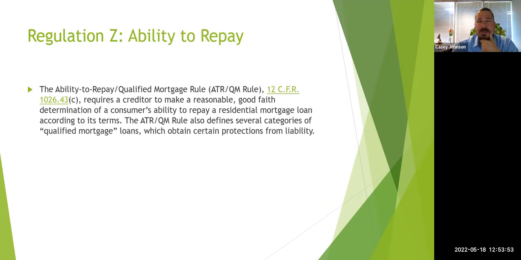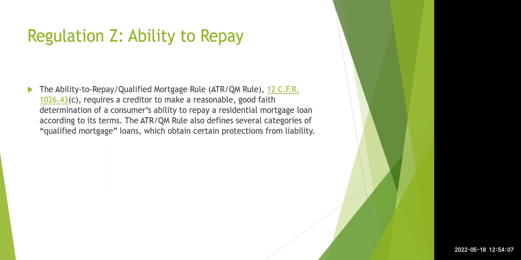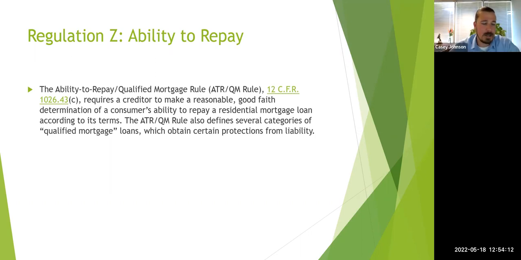Ability to repay, as of, I believe it's 2012 or 2013, mortgage companies giving out mortgages have to make a determination of the person's ability to pay. So they had this huge crash in 2008 where they were just giving mortgages to anybody. They didn't care if they could repay them. You know, so now they can't do that. They have to make sure that they think your client has the ability to repay. If they don't do that, that could be a violation of regulation.